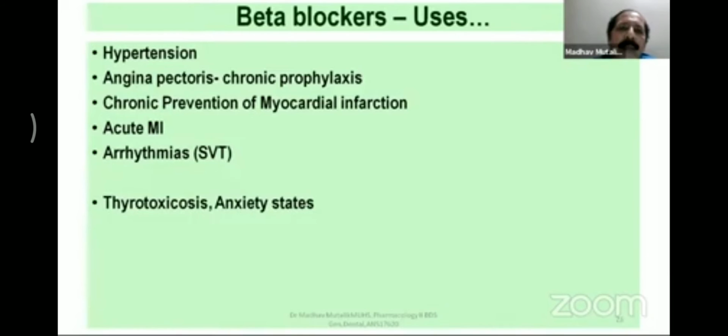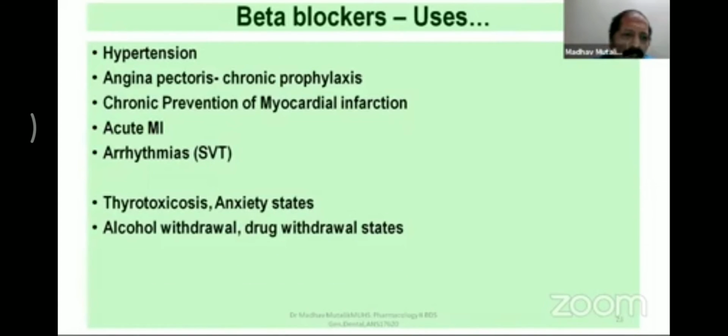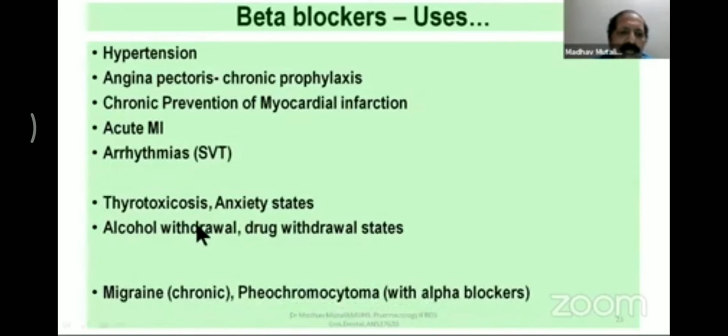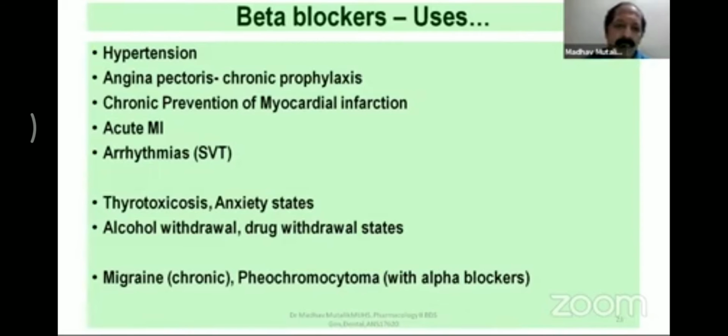Next, as I remember, beta blockers decrease anxiety, and they decrease the symptoms which appear due to anxiety, such as tachycardia, palpitation, and so on. Thyrotoxicosis is one condition, and most anxiety states we treat with beta blockers. In the same way, when the patient is withdrawing from alcohol or other drugs, in drug withdrawal states, anxiety is the most common symptom. So now I remember four conditions related to anxiety. And finally, I remember chronic migraine, pheochromocytoma, and glaucoma. So if you do it this way, you get 5 plus 2, 7 plus 3, 10 uses of beta blockers. That's the way to remember.